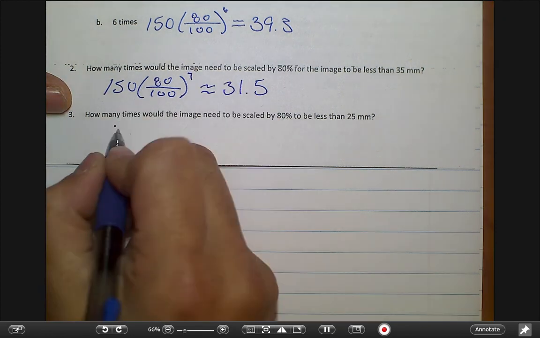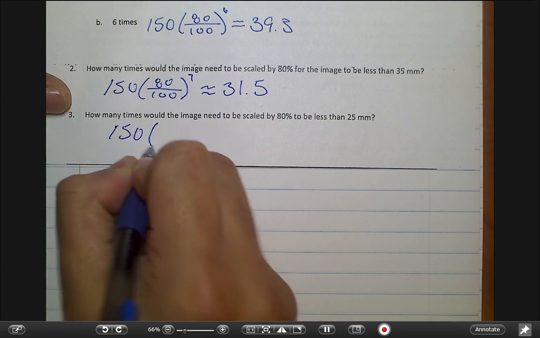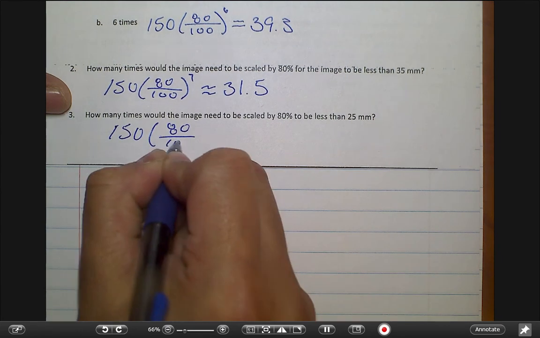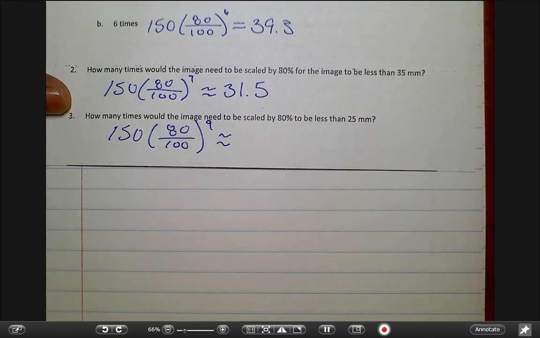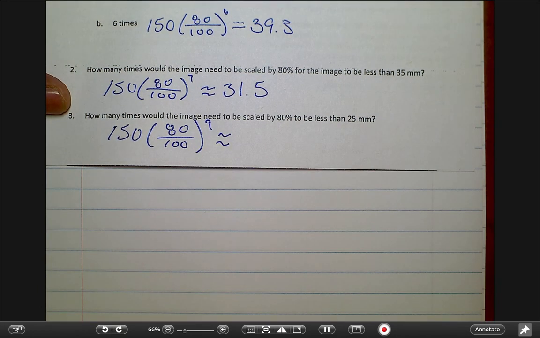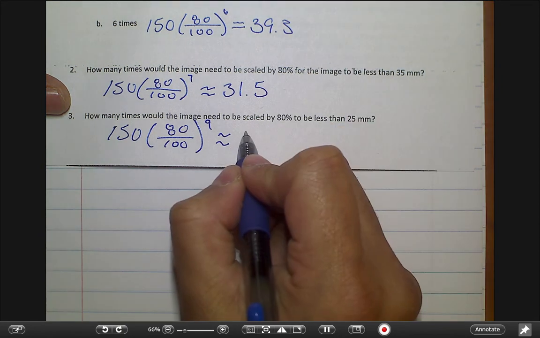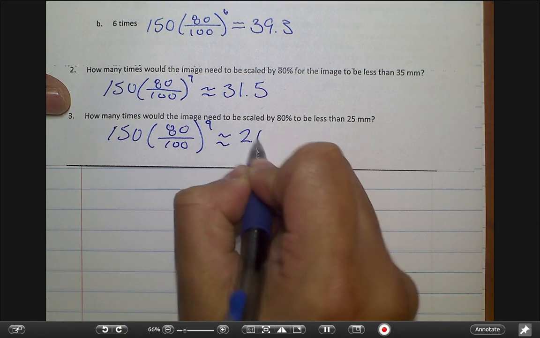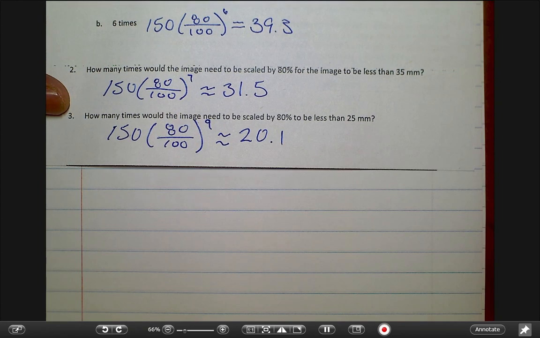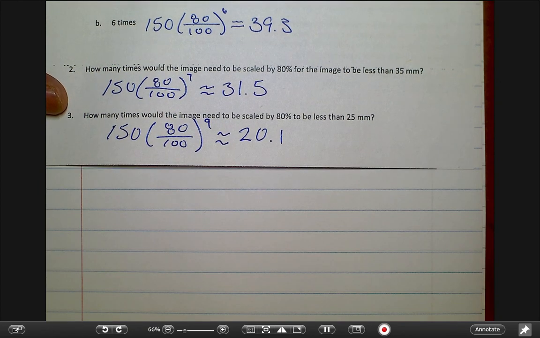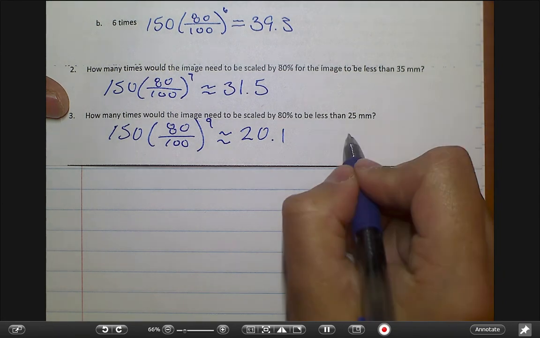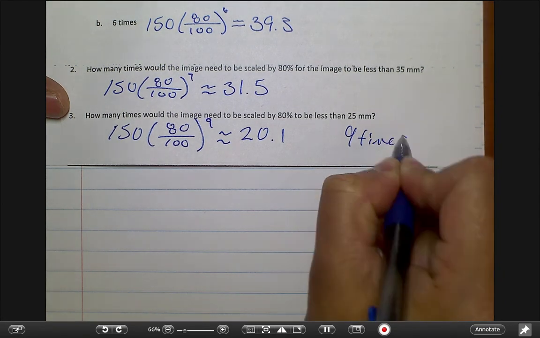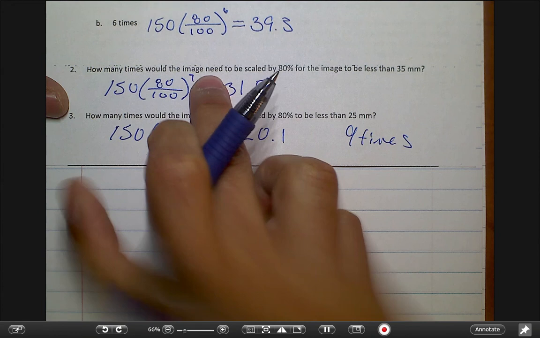Right. So it'd be 150 times 80 over 100 to the 9th power. 20.13? 20.1. So 20.1, right? That 3 is not going to make that 1 go up. So how many times? 9 times. How many times to this one?